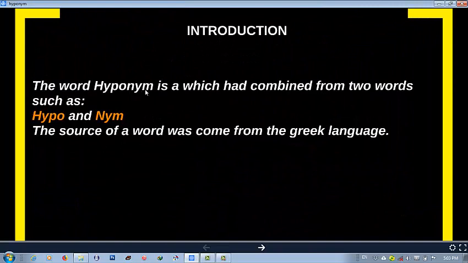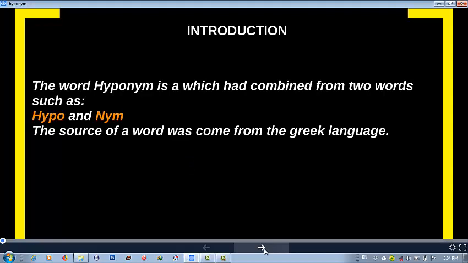Okay, here we go together to see what hyponym is. The word hyponym is combined from two words, hypo and name, that I highlighted in yellow. The source of the word comes from the Greek language. We have to understand where the word was from, and what hypo means, and what name means, right? And then we go together to the next slide.